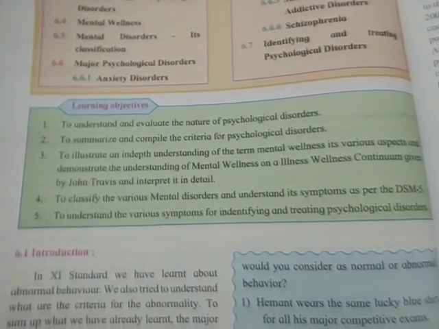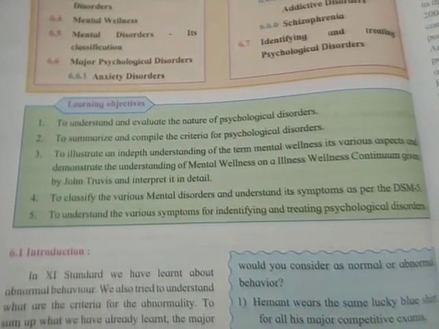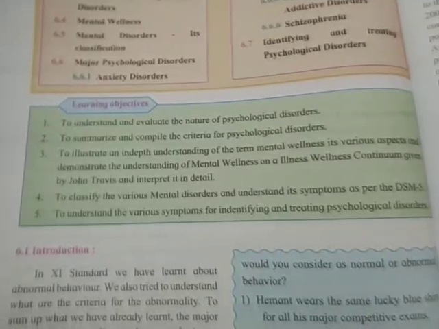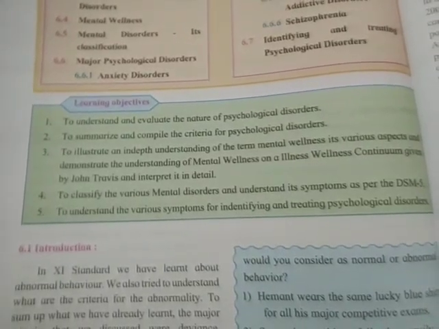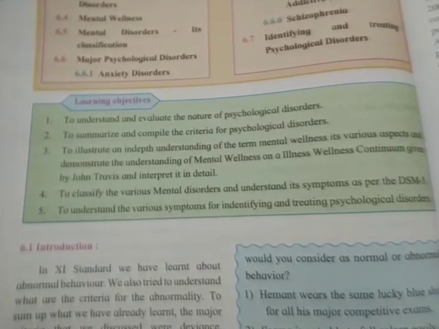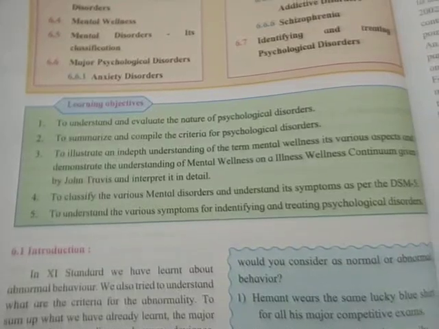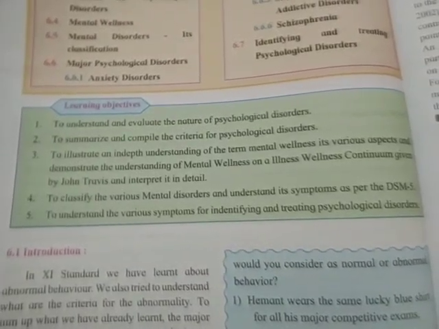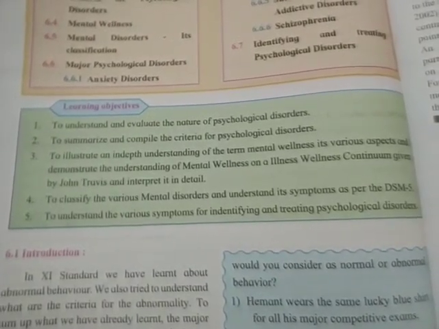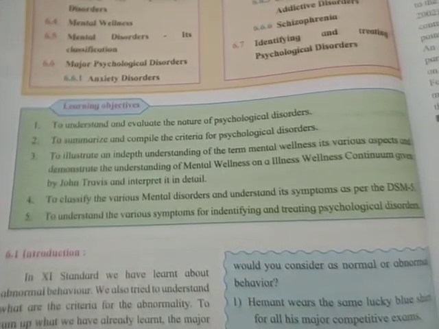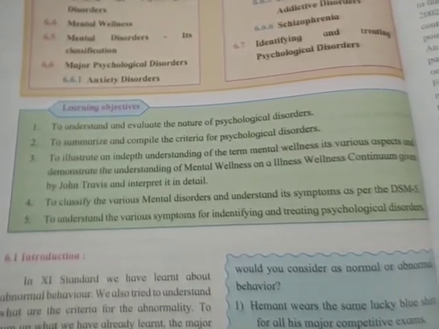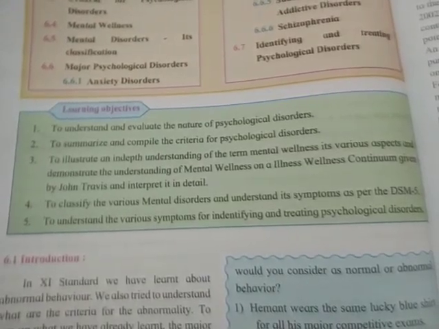Psychological disorders. Learning objectives. First, to understand and evaluate the nature of psychological disorders. Second, to summarize and compile the criteria for psychological disorders. Third, to illustrate an in-depth understanding of the term mental wellness, its various aspects, and demonstrate the understanding of mental wellness on an illness-wellness continuum given by John Travis and interpret it in detail.